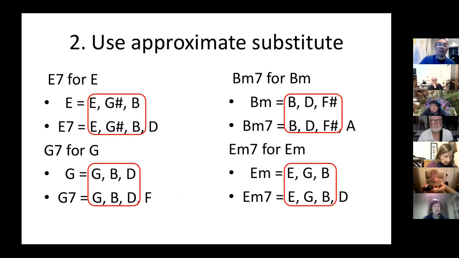E7 is often used for E, and the reason is that E7 has all the notes of E plus 1 extra. That's the difference between an E7 and an E. Similarly, G7 is often a substitute for G because it contains all the notes of G plus 1 more, F. Same here with B minor 7 and E minor 7. But do take note, the 7th chords have this extra note, which may or may not work in the context of a song.